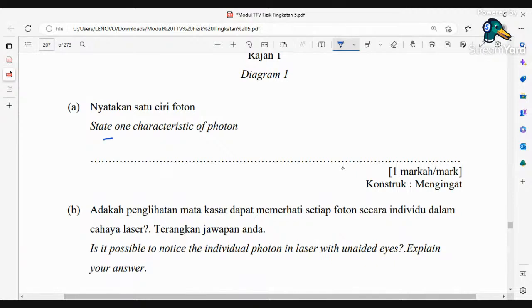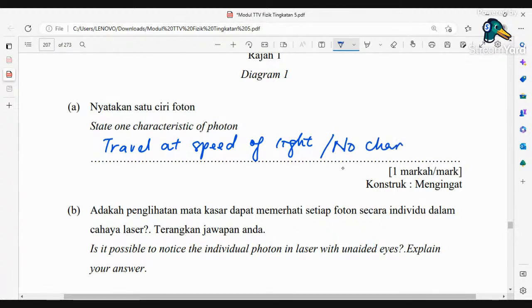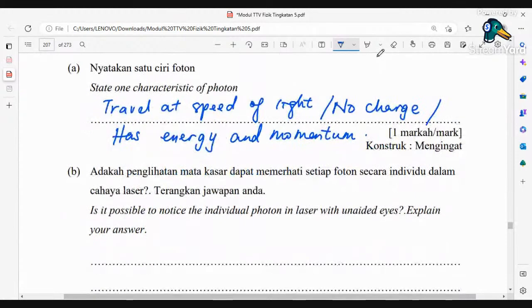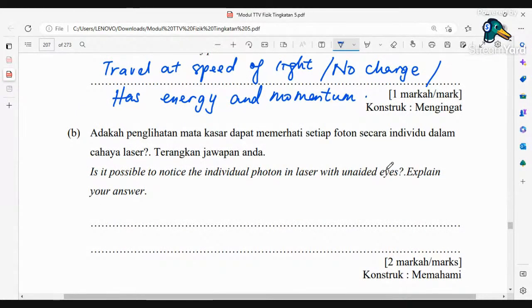Okay, first you can say something like it travels at the speed of light, c. No charge. What next is, it has energy and momentum, meaning it can act as a particle, with wave-particle duality. Okay, B: is it possible to notice an individual photon in laser light with unaided eyes? Explain your answer.